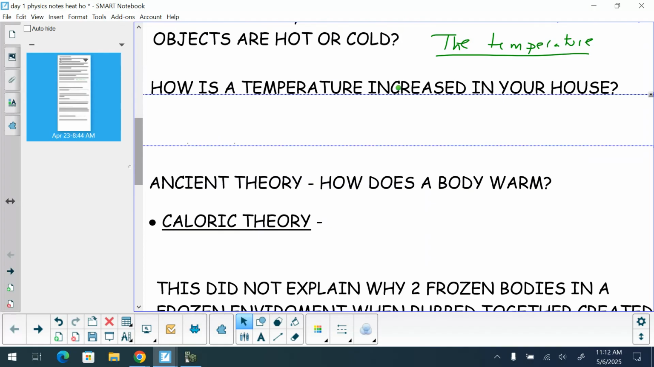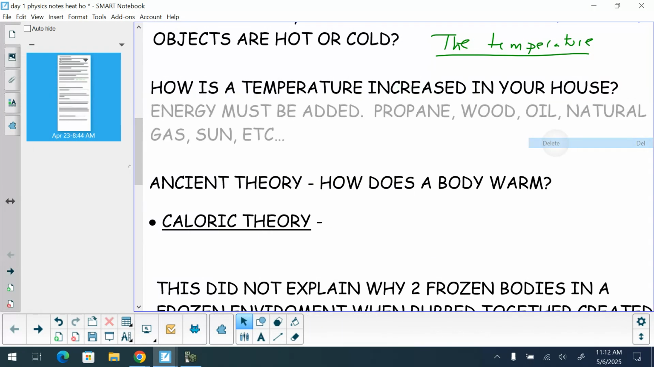But as you wake up in the morning, mom or dad will increase the temperature on the thermostat a little bit. So you have a furnace that runs, or if you have wood, you burn some wood in the fireplace a little bit. But to add or increase temperature in the house, energy must be added, whether it's propane, wood, oil, natural gas, sun, or solar panels if you have them at your house. You have to increase the temperature in your house by adding energy.